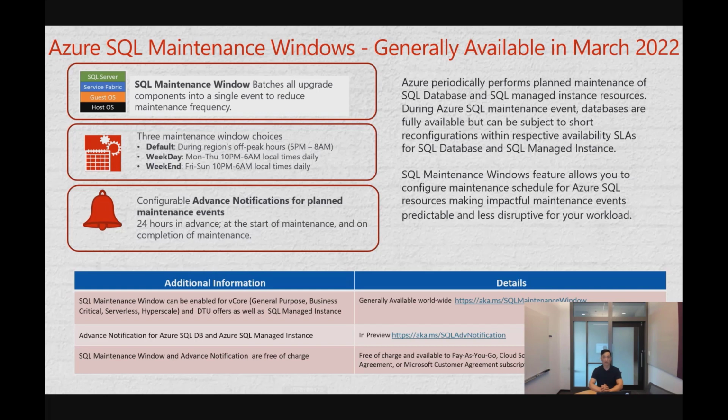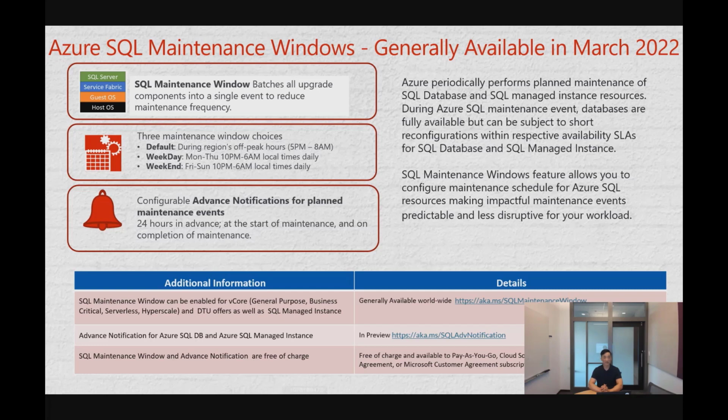These include SQL Server updates, Azure Service Fabric updates, as well as guest and host OS updates of the underlying VMs. During these maintenance events, databases are fully available for use, but they will experience short failovers as the updates are applied. Typical failovers are completed within seconds, but we understand this can be disruptive in some cases. With SQL maintenance window features, users now have options to select from preset maintenance schedules, which helps make impactful maintenance events predictable and less disruptive.